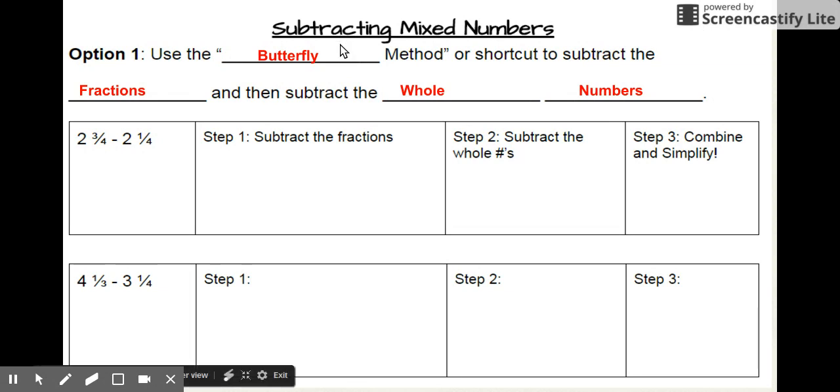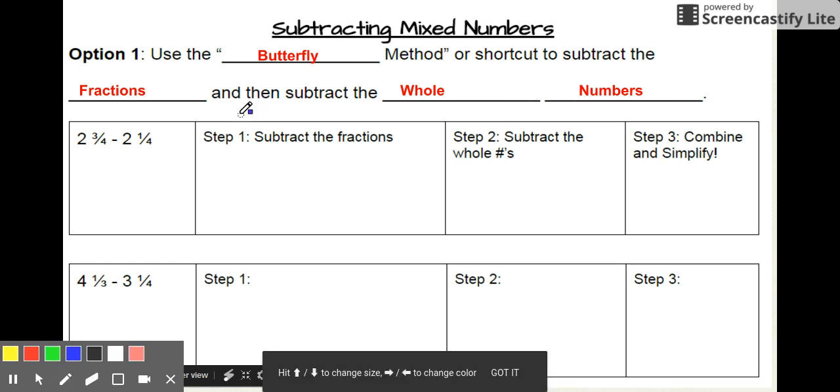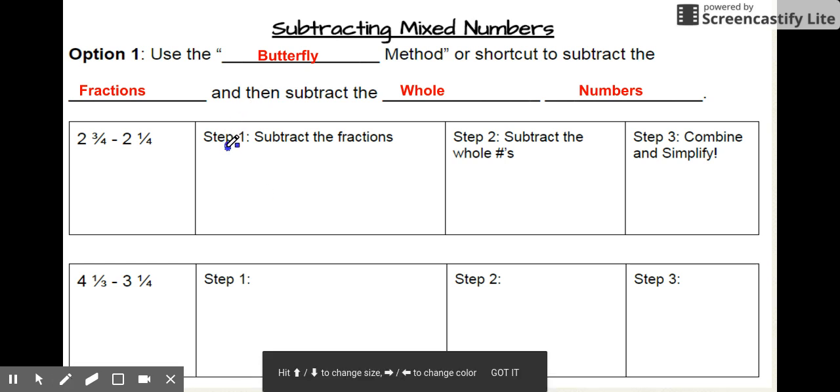Option 1 is the butterfly method, which is the shortcut that we've been using, where you crisscross. And so you can use the butterfly method or the shortcut to subtract the fractions and then subtract the whole numbers. So the first example we have is 2 3/4 minus 2 1/4.